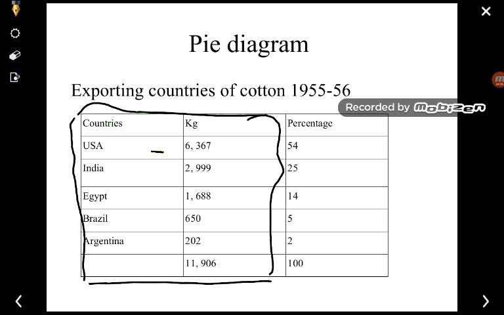So this value should first be converted into percentage. So how are you going to convert into percentage? You know it, that is 6,367 divided by the total value, that is 11,906, into 100 will give you the percentage. So the percentage will be 54%.